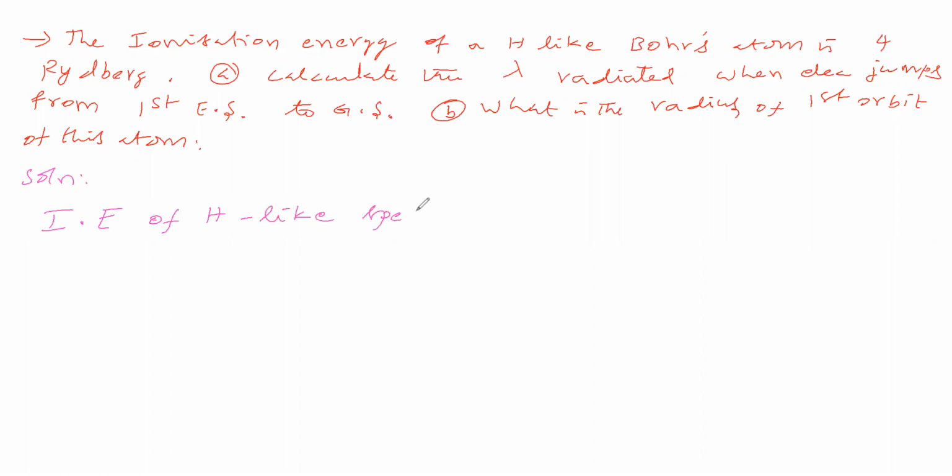Ionization energy of a hydrogen-like species is equal to 4 Rydberg. Rydberg constant is how much? Rydberg constant is 2.18 into 10 to the power of minus 18 joule. In terms of energy, we have to say 2.18 into 10 to the power of minus 18 joule.